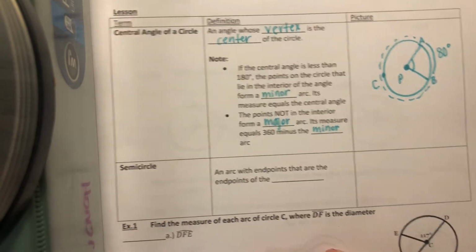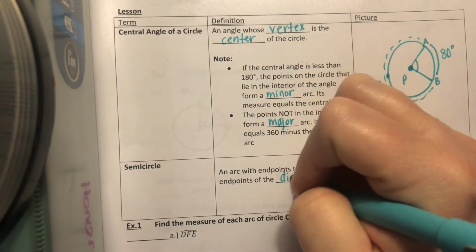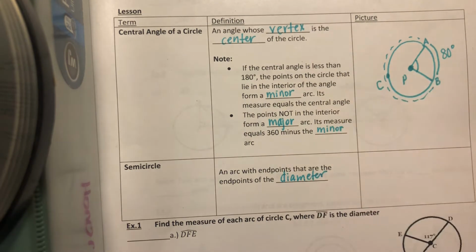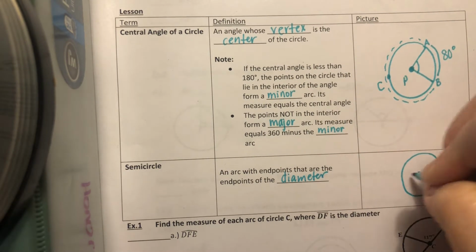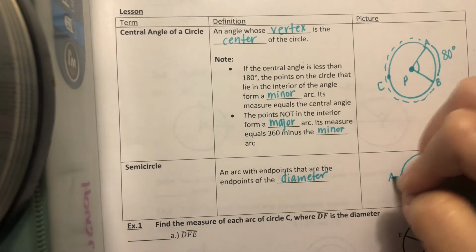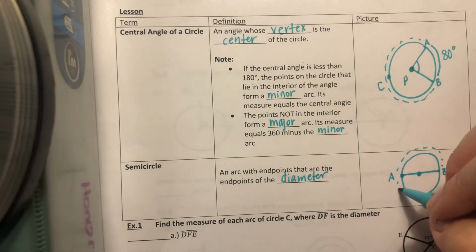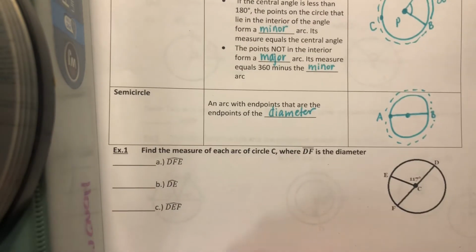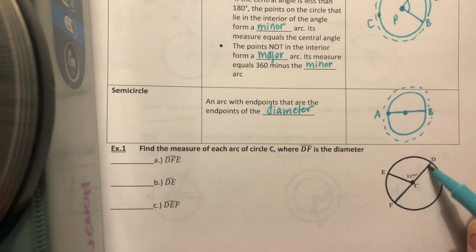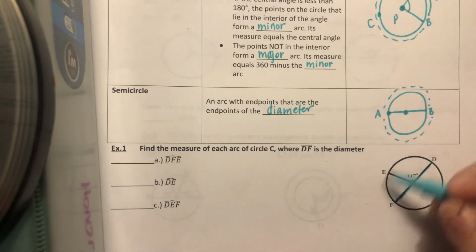Okay, semicircle. The definition of a semicircle is an arc with endpoints that are the endpoints of the diameter. I think you probably know what a semicircle is. So if we draw a circle and we draw a diameter here and here, you've got this semicircle, which would be 180 degrees, and then you also have this semicircle, which would be 180 degrees. So it's really important to pay attention: here's a diameter, so that immediately tells me this whole side is 180 and this is 180, okay?